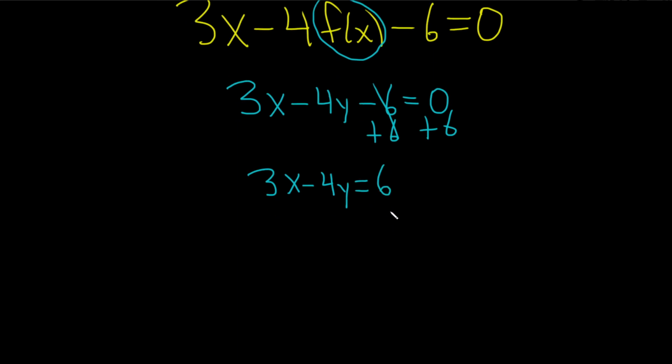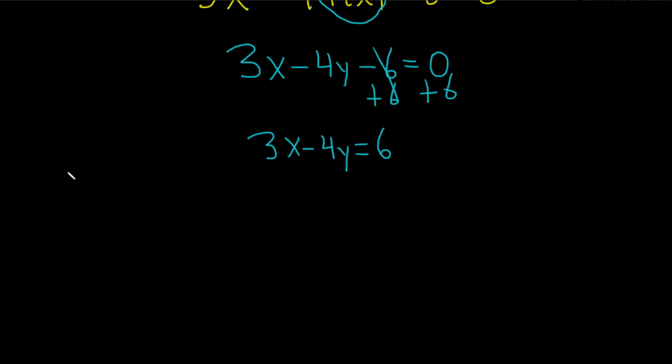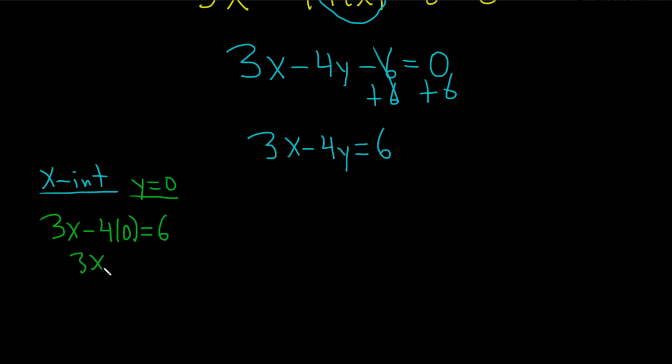And now we're going to find the intercepts. We'll start by finding the x-intercept. To find any intercept, you set the other variable equal to 0. So to find the x-intercept, we'll set y equal to 0 in this equation. So we have 3x minus 4 times 0 equals 6. Well, that's just 3x minus 0 equals 6. So just 3x equals 6.